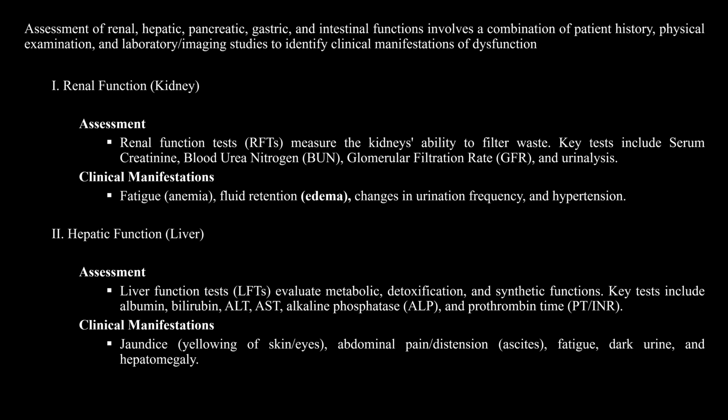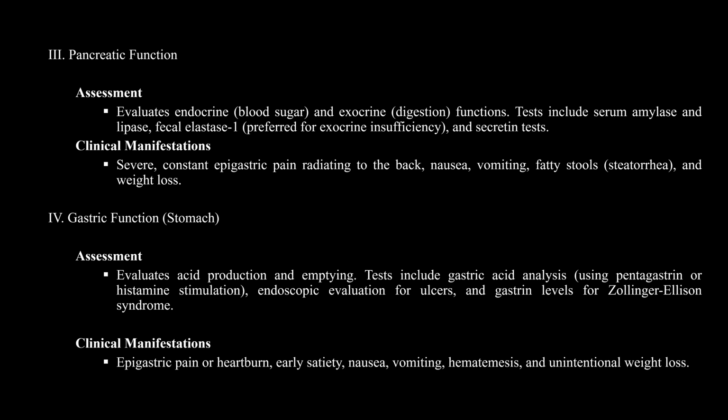The key tests include albumin, bilirubin, ALT, AST, alkaline phosphatase, and prothrombin time. Clinical signs: jaundice, yellow skin, abdominal pain, dark urine, and hepatomegaly. Pancreatic function and gastric function: relevant blood sugar and diagnostic function tests include serum amylase and lipase. Clinical manifestations: epigastric pain radiating to the back, nausea, vomiting, fatty stool, and weight loss.